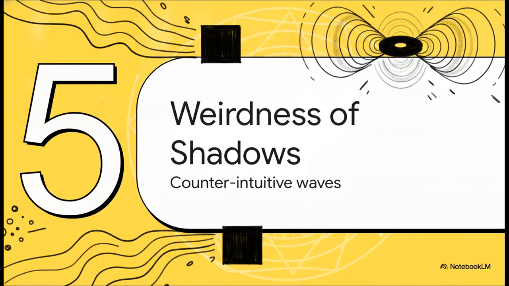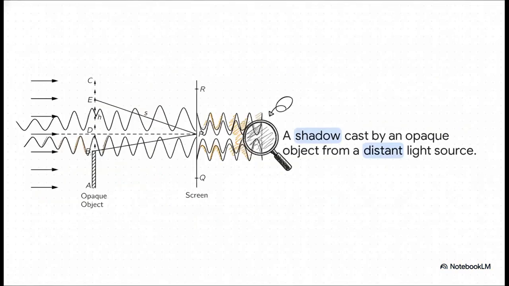Let's look at Section 5, the weirdness of shadows. We've seen how nicely waves add up to create sharp beams of light. But when light runs into a simple, everyday obstacle, this wave addition creates some deeply counterintuitive stuff. Imagine a distant light source shining straight past an opaque edge, casting a shadow on a screen. Everyday common sense tells us that outside the shadow it should be brightly lit, and inside the shadow it should be pitch black, right? Just a perfectly sharp line.